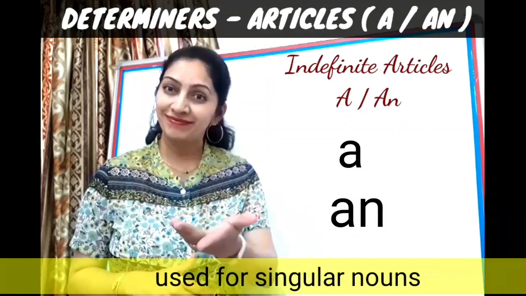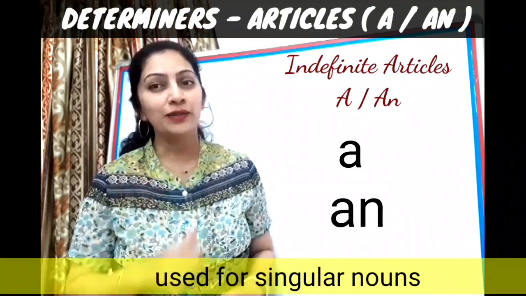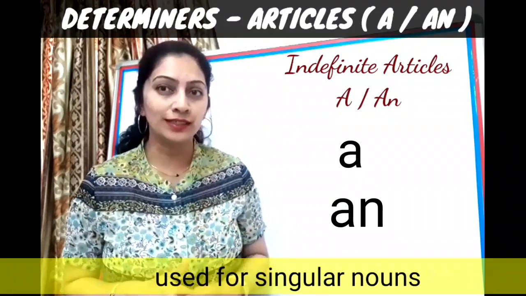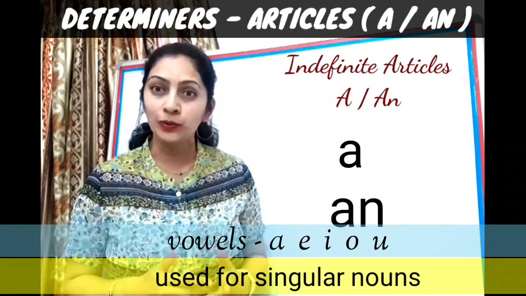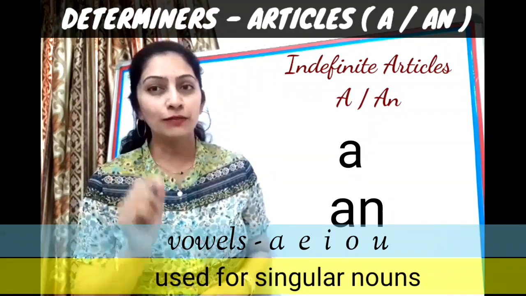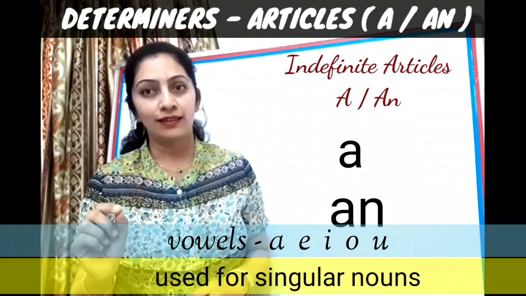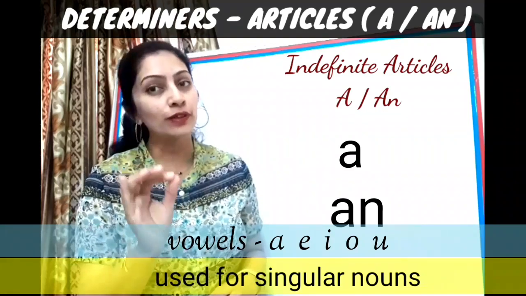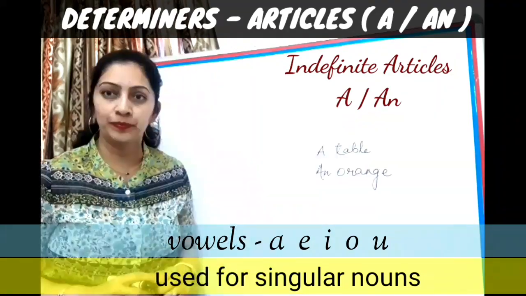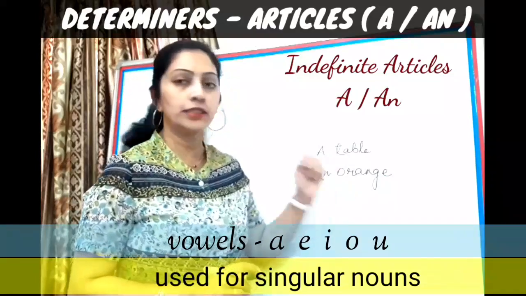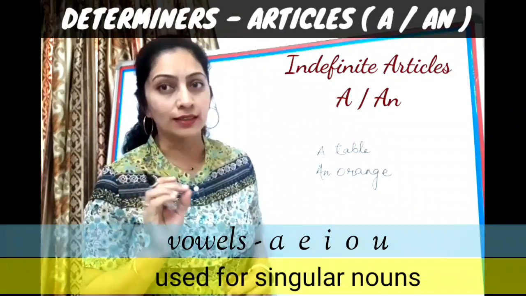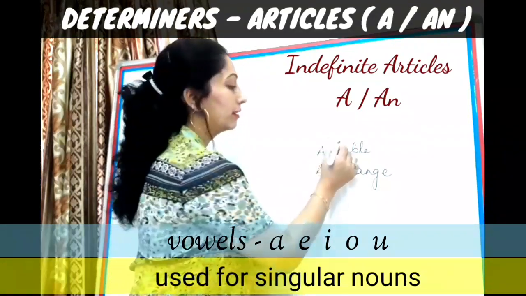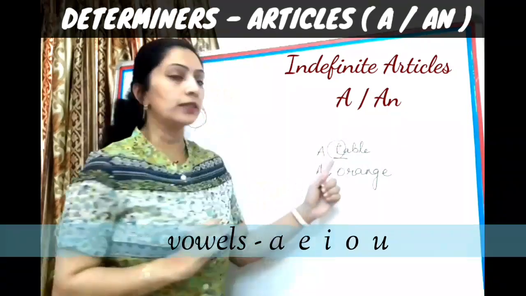Okay, now tell me, what will be the difference between the two? Have you heard of vowels? A, E, I, O, U? Correct. Now, the difference between a and an is on the usage of the sound of the first letter of the next word. Look at the first one, a table. Whenever you have these articles, check the next word. The starting sound, if you look at this alphabet, it's a consonant.